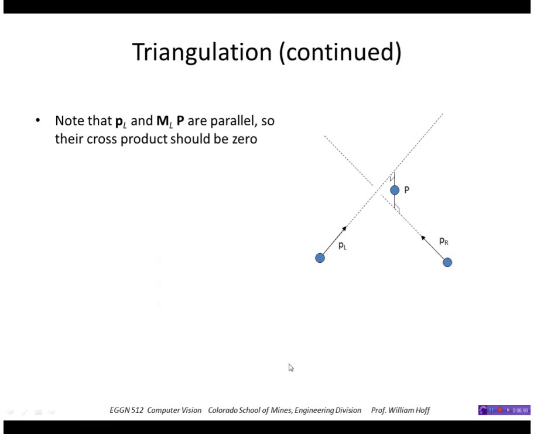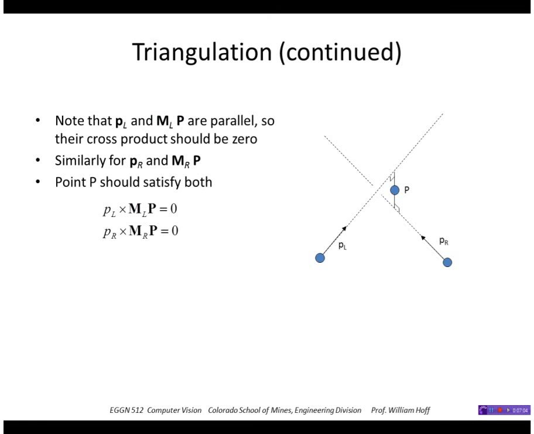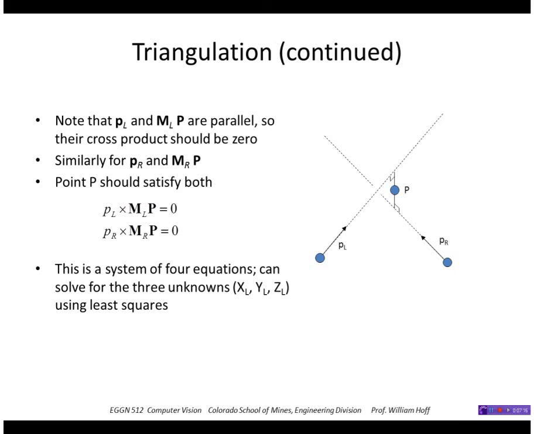So the 3D vector PL and its projection are parallel, so their cross product should be 0. Similarly for the right point. So for the point that I'm looking for, if there was no error, these would be exactly 0. But they're not, so I can solve for the P that is the ideal point in the least square sense.